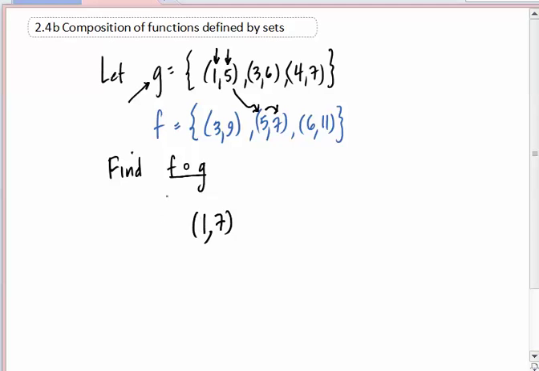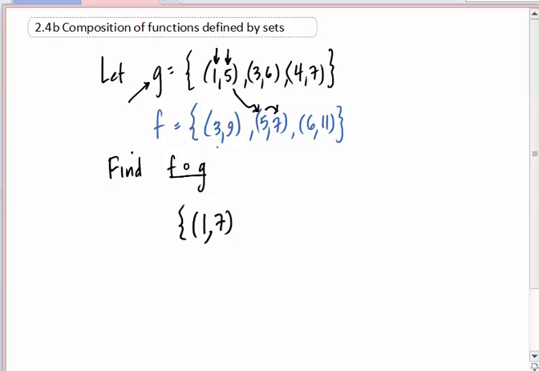So let's take a look. This is what our function is going to look like. 1 maps to 5, and then 5 is now the input for the f function, and it maps to 7. So 1 actually has mapped to 7.